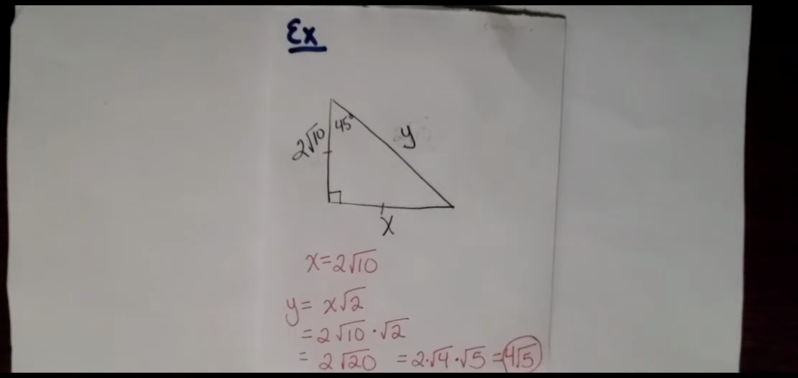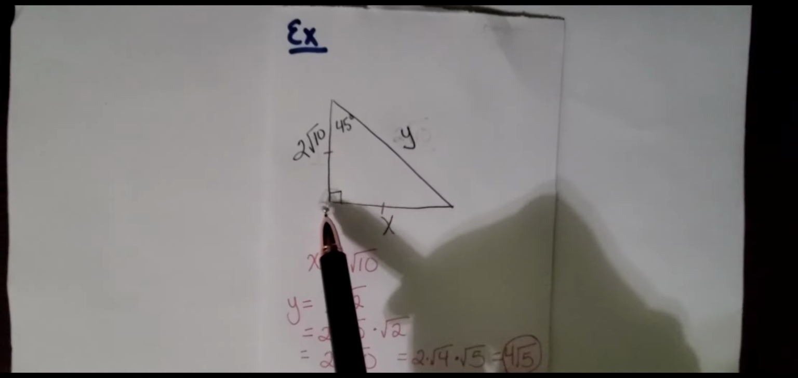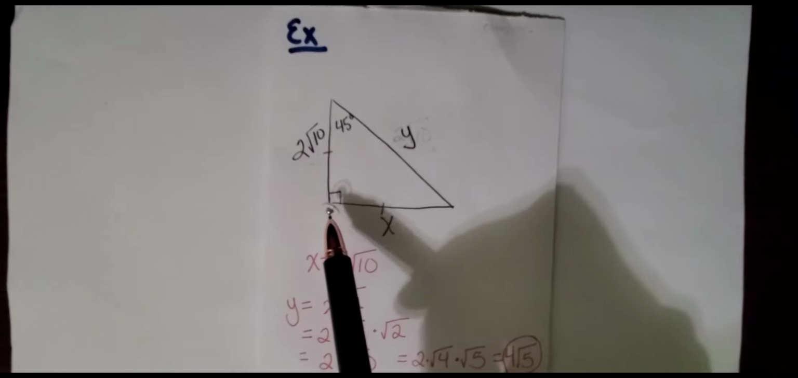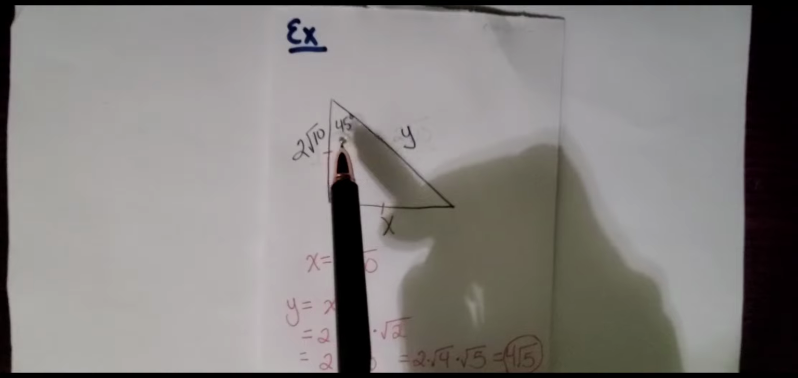So let's apply that to this example. If we look at the example, we have the right triangle. We have that this angle here is our 90-degree angle, and we have that this angle here is 45 degrees.